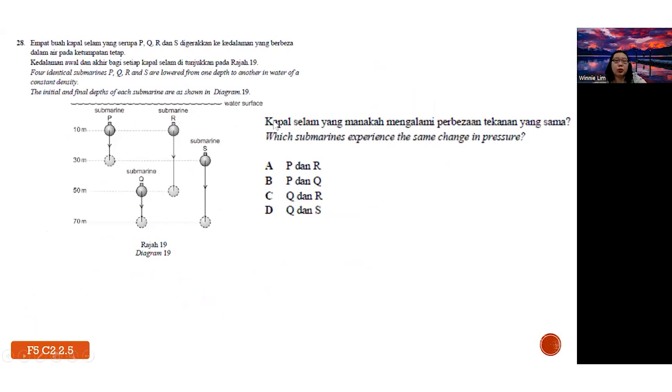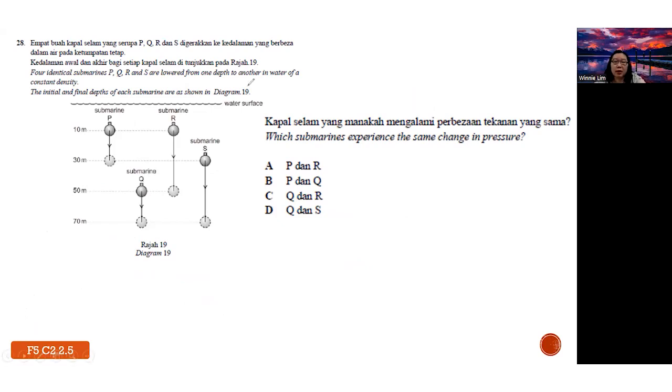Okay, then moving on, 28. 28 is under the Archimedes principle. 4 identical submarines, P, Q, R, and S, are lowered from one depth to another in water of constant density. The liquid has the same density, and the initial and final depth of each submarine is shown in this diagram. So, which submarines experience the same change in pressure?